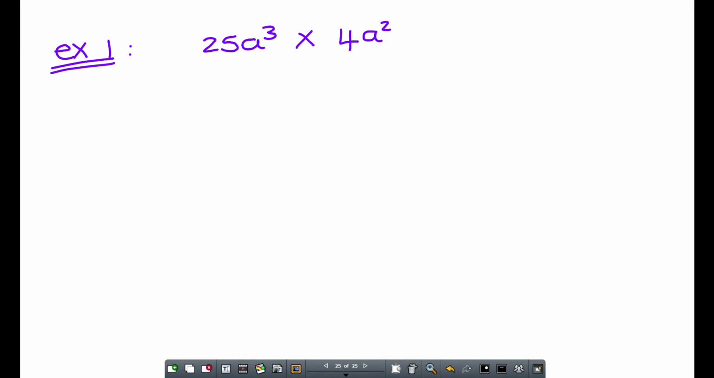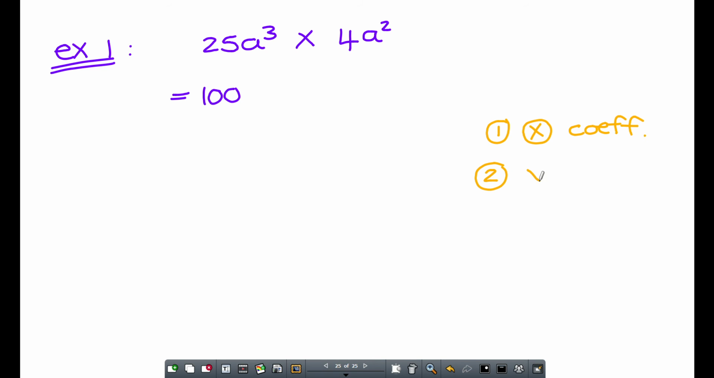Okay, so step 1, we have got to multiply the coefficients. Okay, now remember about the sign. The sign is part of the coefficient. So that means that I'm going to say 25 times 4. Right, now what's 25 times 4? 100. Okay, and now step 2.